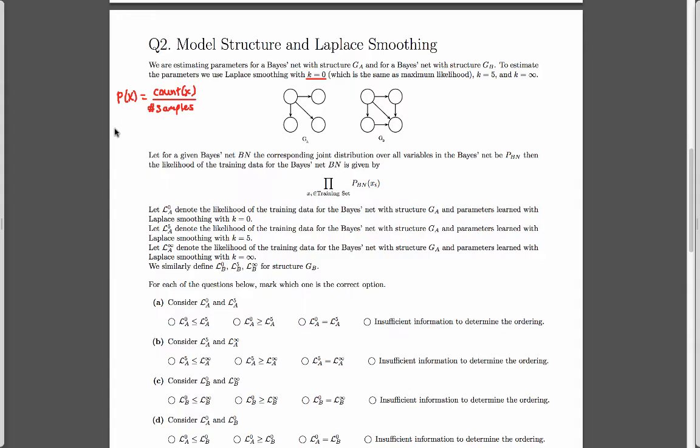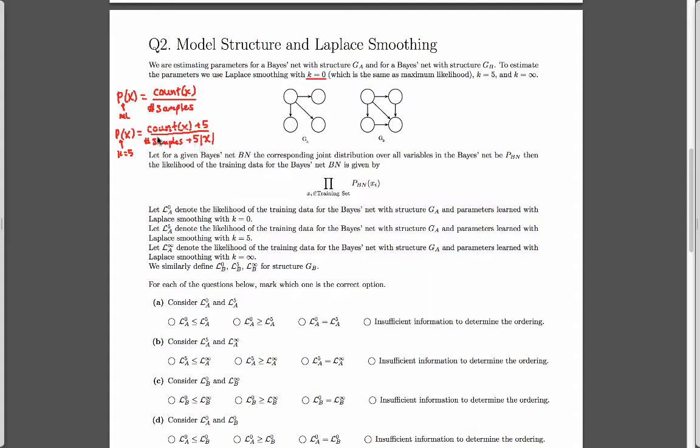So what this looks like with Laplace smoothing is you might have p of x for k equals 5. Before, up here, this is the p of x, the maximum likelihood, which is the same as k equals 0. But in the k equals 5 case, you'll have the count of x plus 5, or plus k, divided by your total number of samples, plus 5 times the domain size of x, so the number of values that x can take on.